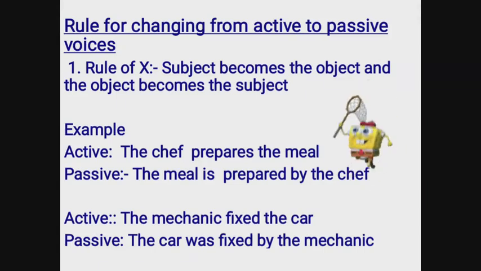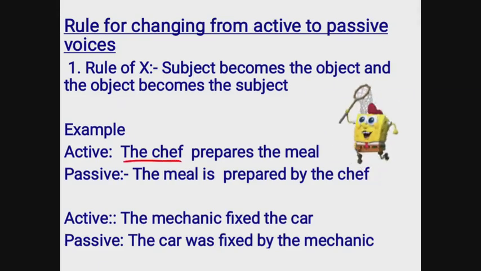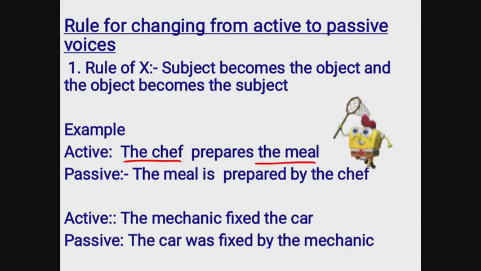Now the first rule is called the rule of X. What does the rule of X say? It says that the subject becomes the object and the object becomes the subject, which means the subject in the active voice, when you are changing it to passive voice, will take the position of the object in passive voice. Let's look at an example. The chef prepares the meal. The chef is the subject, the meal is the object.